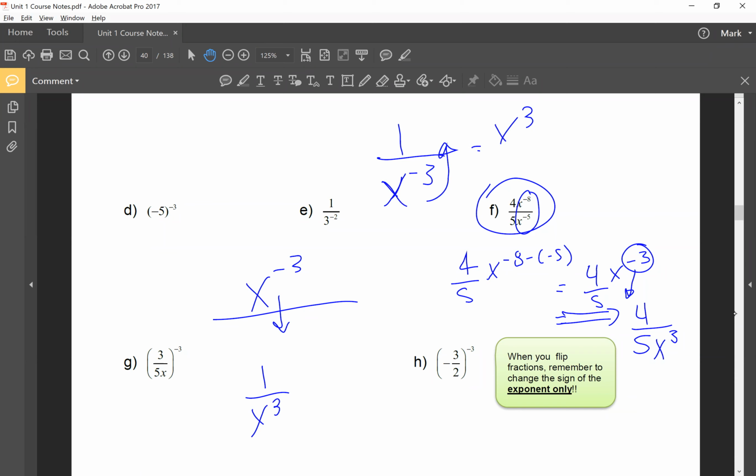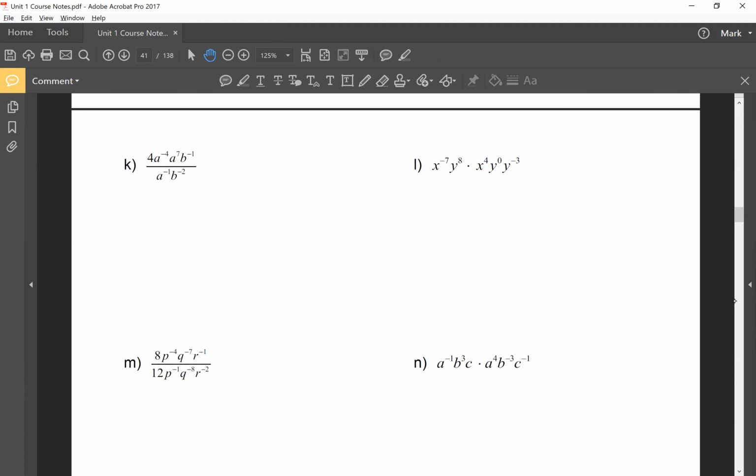So let's look at K. 4, there's nothing to do with the 4, but I'm going to say A is -4 minus a -1. Oh, hold up.